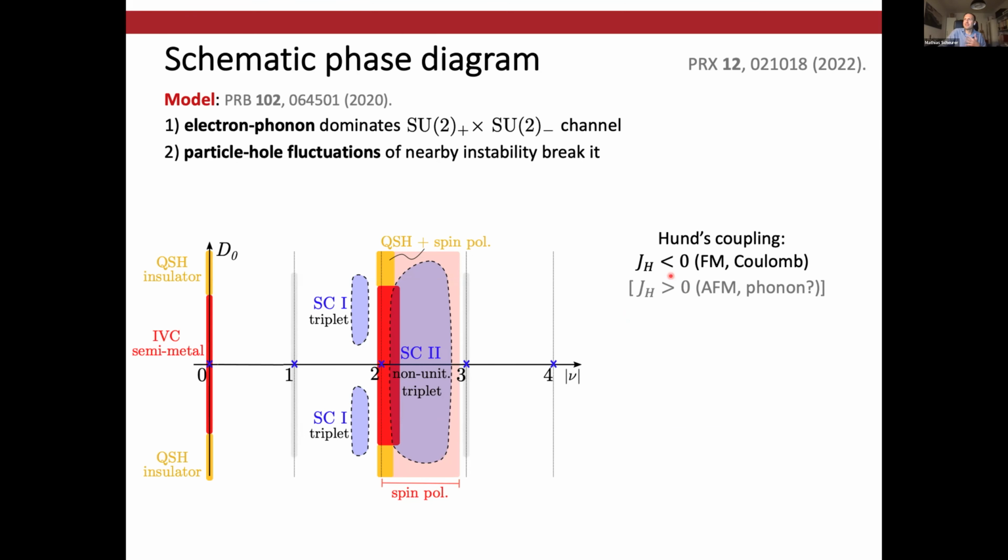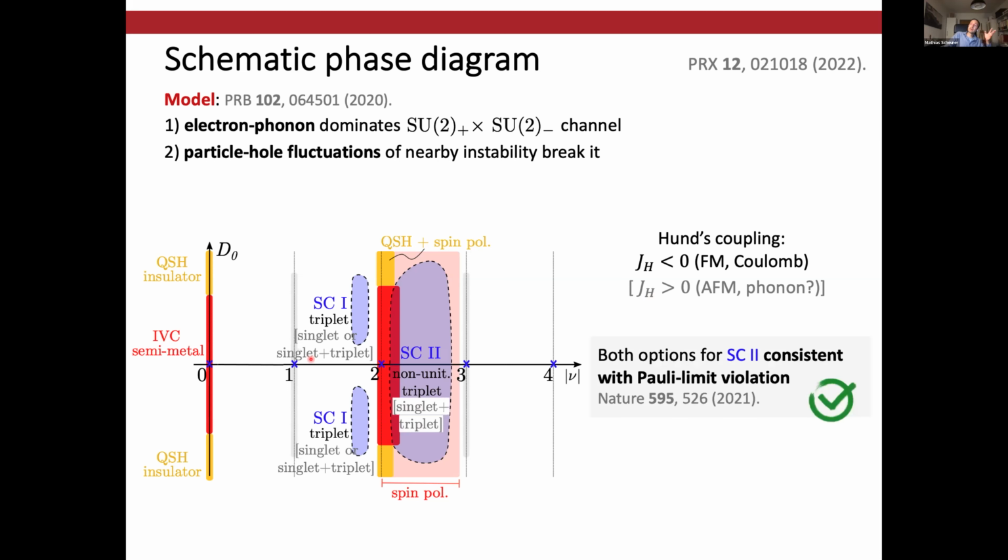For the opposite sign, let's just study both. For the opposite sign, we get a singlet-triplet mixed state. And this superconductor will be either a singlet or a singlet and triplet mixed state, depending on microscopic details. Just to connect to previous experiments, both of these options, no matter what J Hund's is, are consistent with this Pauli limit violation in the superconducting region 2.